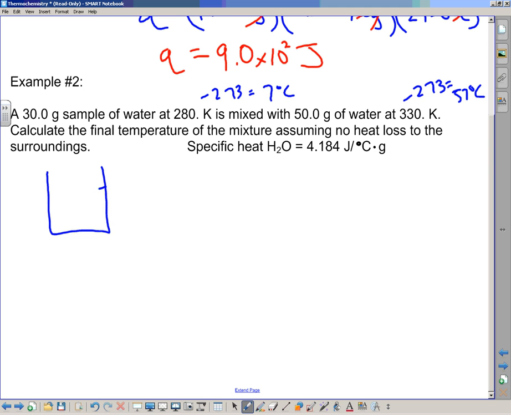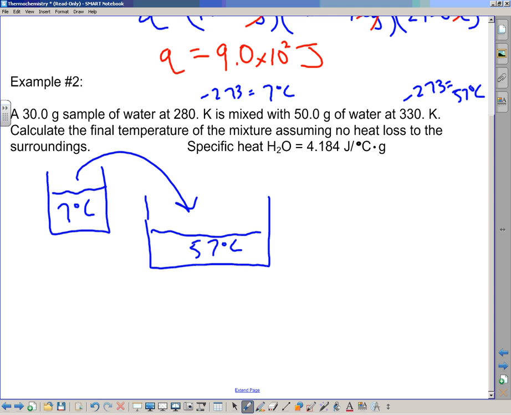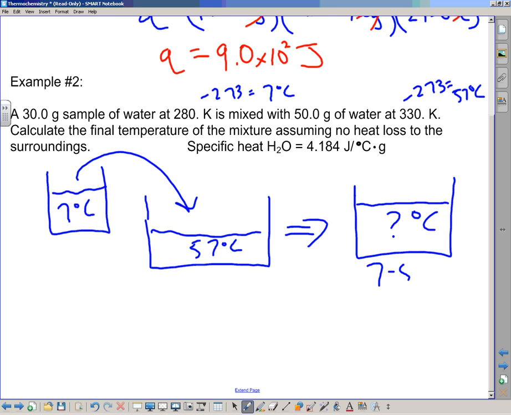I have one sample of water that's at 7 degrees Celsius. I have another sample of water that's at 57 degrees Celsius. I'm going to take the 7 degree sample and pour it into the 57 degree sample. That is going to give me water that has what temperature? That's what we want to solve for, right? We want to know the final temperature of the water. We know it's going to be between what two values? 7 and 57, right? Okay, so we know we're going to be somewhere in that range.